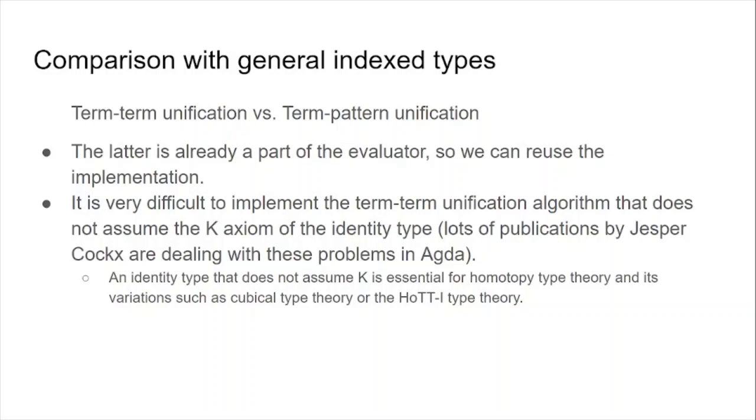Also, it is very difficult to implement the term unification algorithm that does not assume the K axiom of the identity type. There are a lot of publications by Jesper Cockx that deal with these problems in Agda. An identity type that does not assume K is essential for homotopy type theory and its variations, such as cubical type theory or the HoTT type theory. So, if we want to do HoTT with general index types, we will have to implement the term unification algorithm without K.